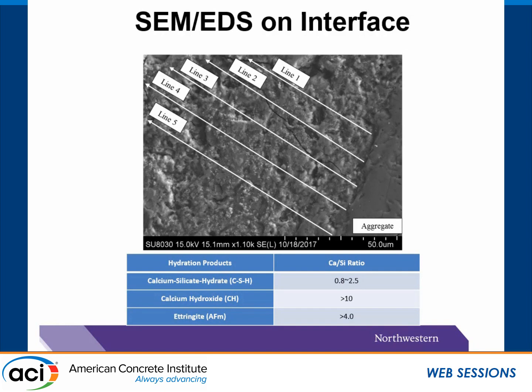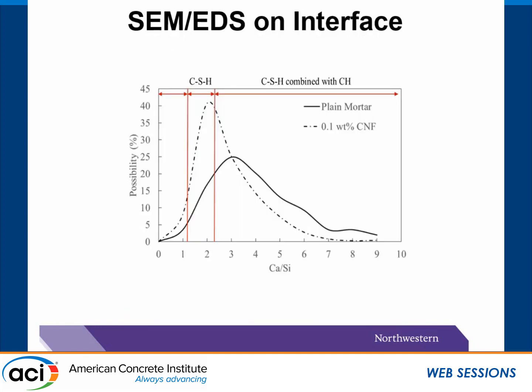The calcium to silica ratio is measured along the lines perpendicular to the aggregate surfaces. The peak probability of calcium to silica ratio for the control sample is above 2.3, which is the region of CSH combined with CH, while the peak probability of our CNF sample falls between 1.2 to 2.3, which is the typical range of CSH. The results show the plain mortar has a higher content of calcium hydroxide on the interface.